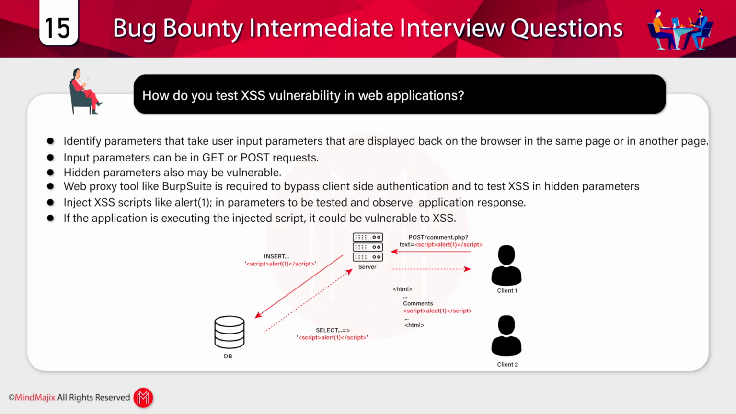So by using the Burp Suite tool, we can bypass client-side authentication to test cross-site scripting in hidden parameters by injecting a small piece of JavaScript code. For example, for testing we are using JavaScript alert(1), so that we can see in the response whether it is executable or not in the application response. If whatever malicious code we injected is executing on that particular application and it is reflecting on that page, then that application is vulnerable to cross-site scripting.